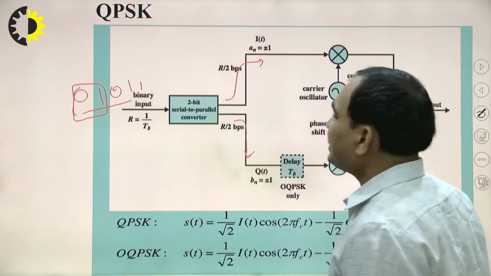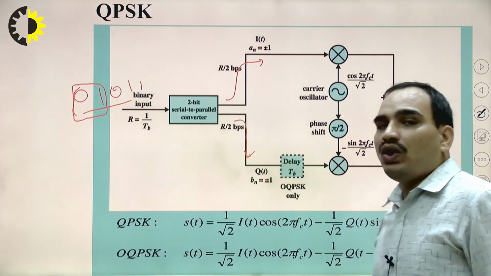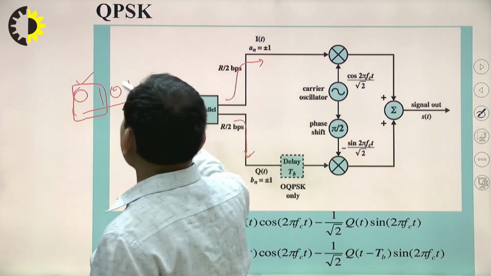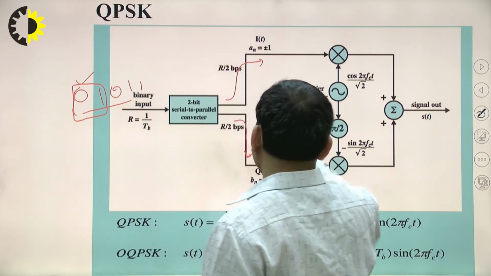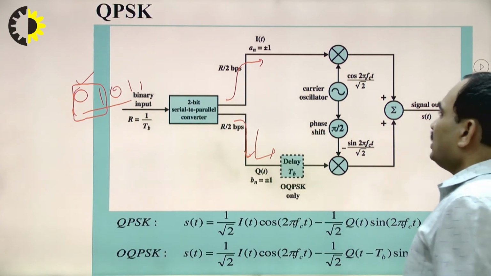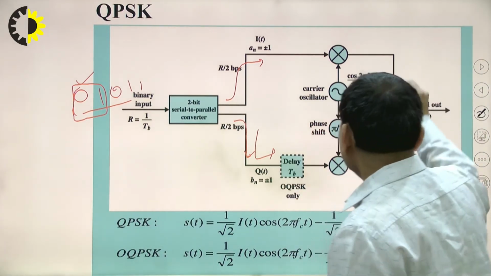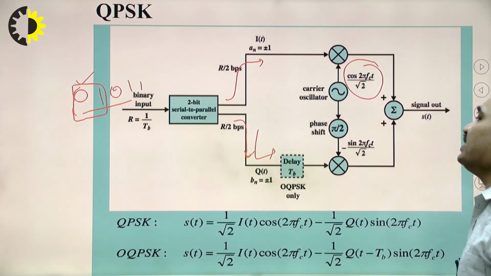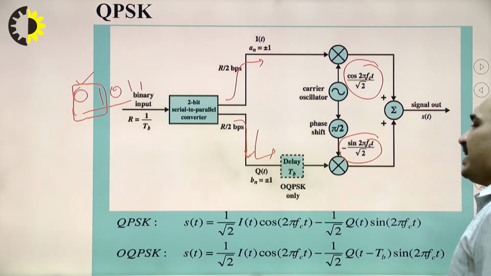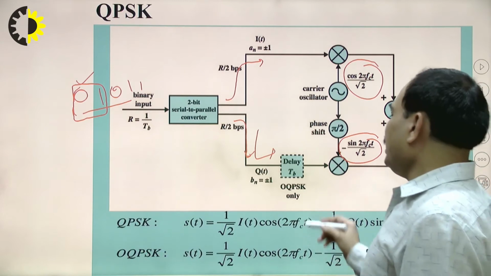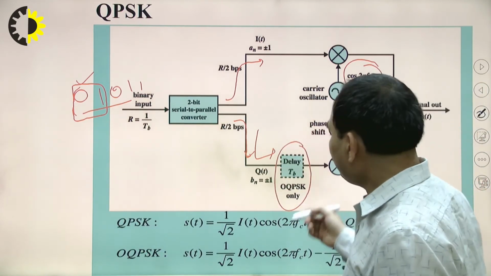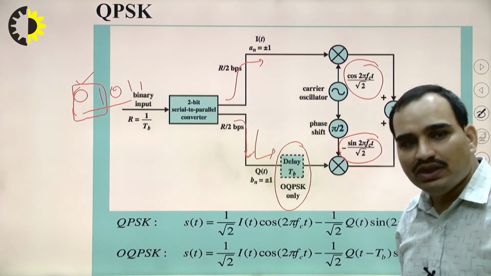Now we will be separating out the odd and the even bits. The odd bits are separated and given to the upper network, and the even bits are given to the lower network. The even bits are multiplied by the carrier function, that is the cos, and the odd bits are multiplied by the sine function. In the case of offset QPSK, an additional element is used, that is a delay operator.